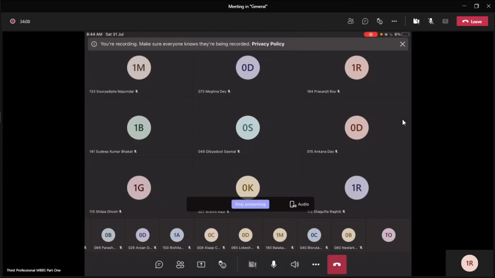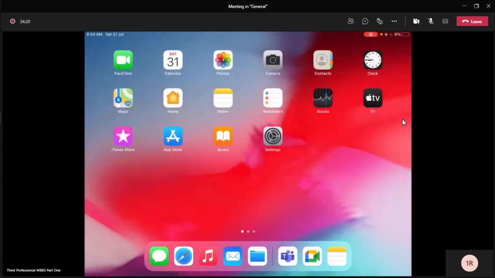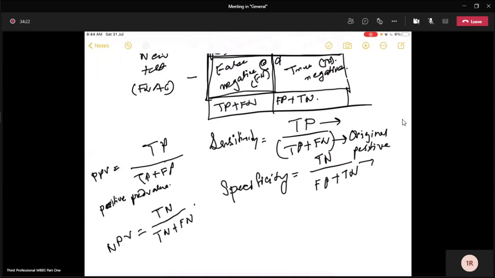Roll number 15. Yes, Meghna, say it. Sir, it would be specific. It will be specific. Okay, Ankana, any debate on that? She said specific. Sir, it is sensitive. Ankana says this is sensitive.